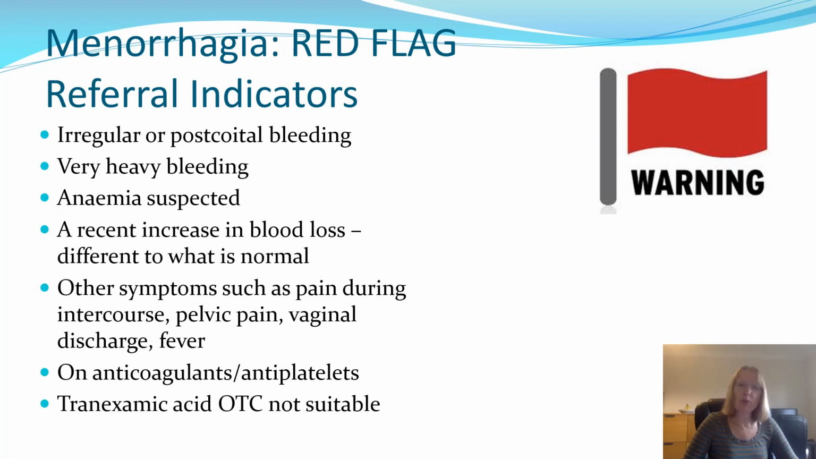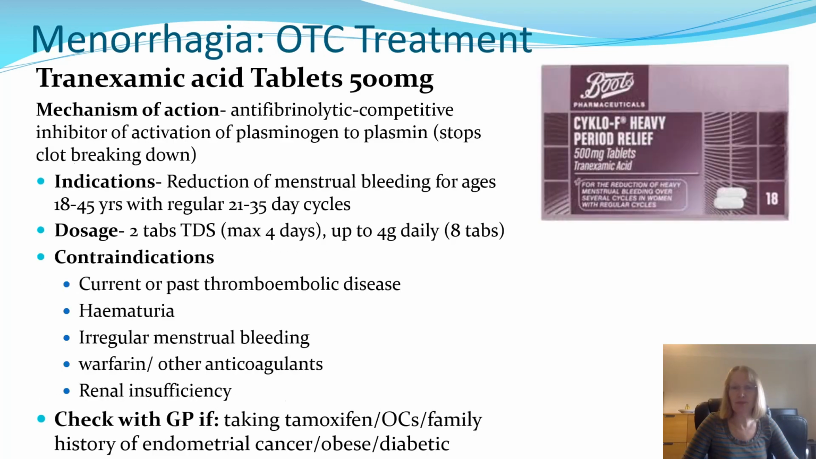And also, if tranexamic acid, which we can supply over the counter, is not suitable, then we would also need to refer. And I would also add to this list that older women, although older women generally have heavier periods, quite often they also have gynecological conditions appearing, such as fibroids, and they would need to be referred so that they can have an investigation.